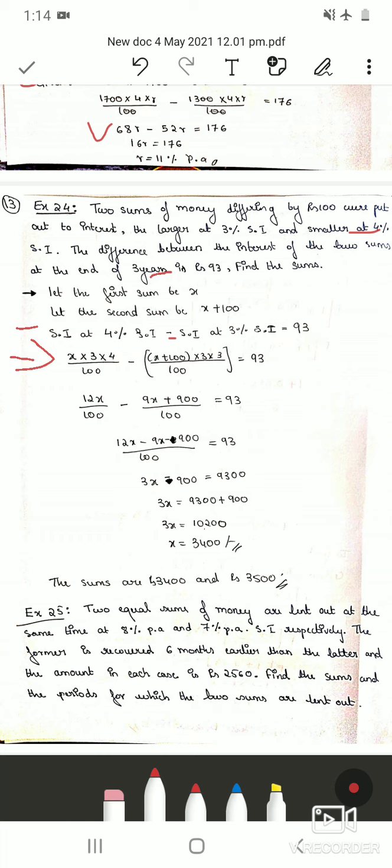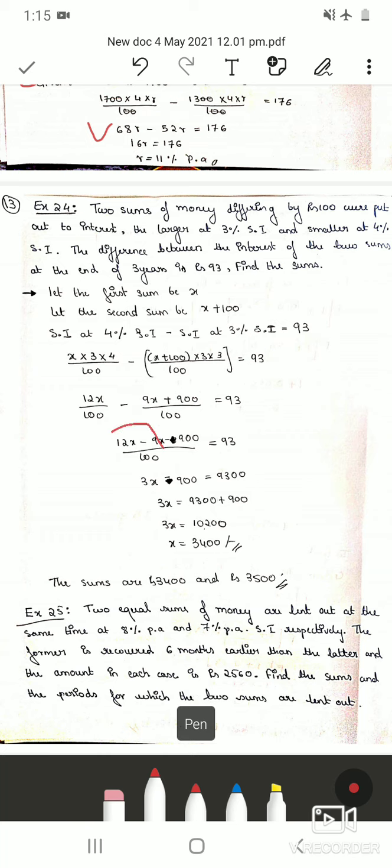So this is 12x by 100 minus, 3 into 3 is 9, so 9x plus 900 whole divided by 100 is equal to 93. Since the denominators are the same, you can add or subtract the numerators. It will be 12x minus 9x. Here minus into plus is minus, so it is minus 900. So 12x minus 9x minus 900 divided by 100 is equal to 93. This 100 will go to the right hand side. So it will be 93 into 100, which is 9300.